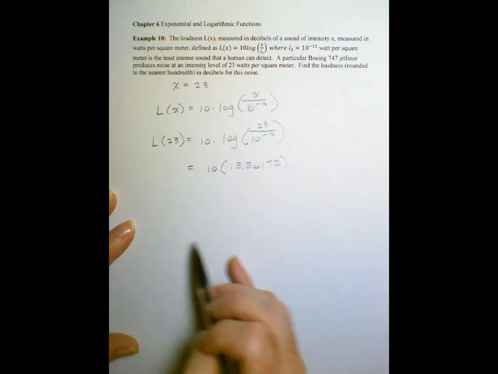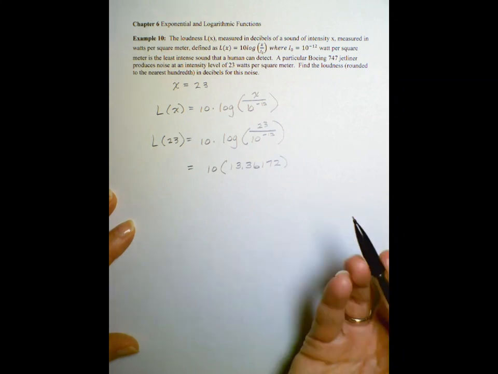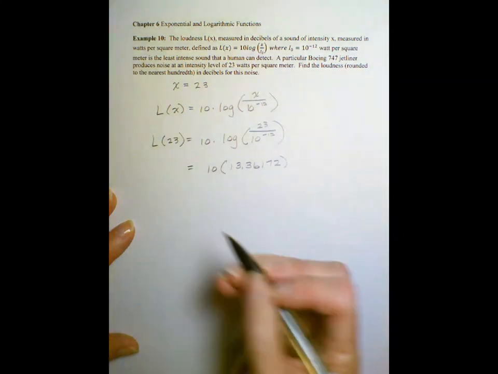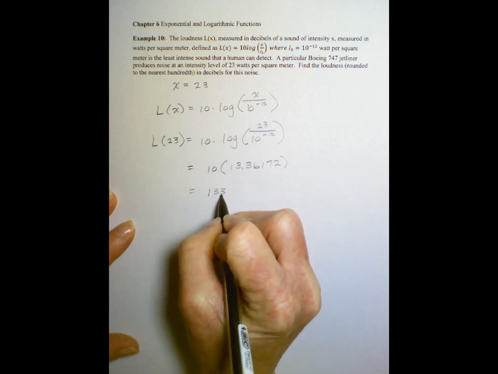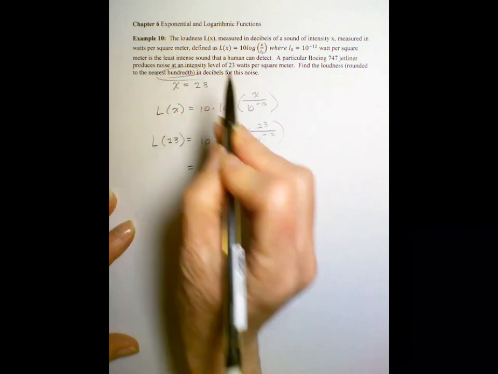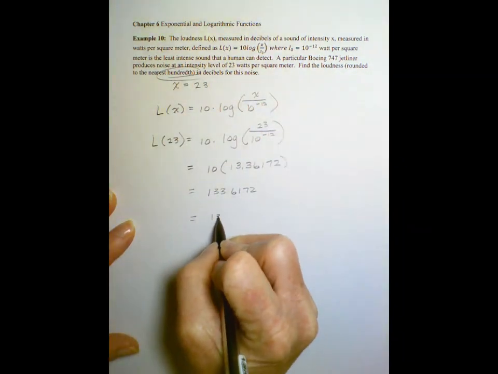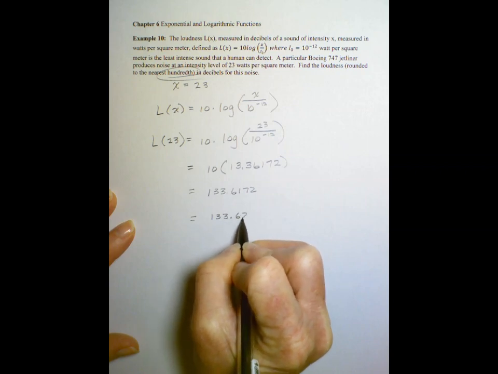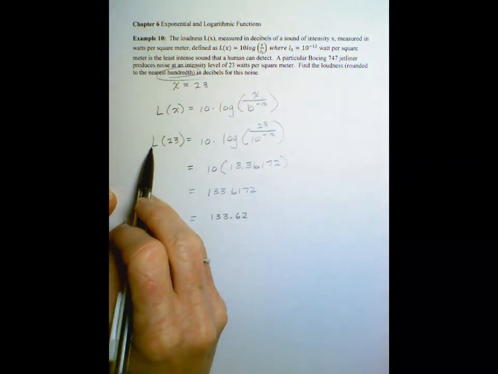before you get to your final answer, because if you round too much as you go, you'll be off a little bit, and MyMathLab will just count it wrong. Okay, so this is 133.6172, or to the nearest hundredth. How many decimal places is that? 2. So 133.62, and the loudness is in, we're finding loudness.